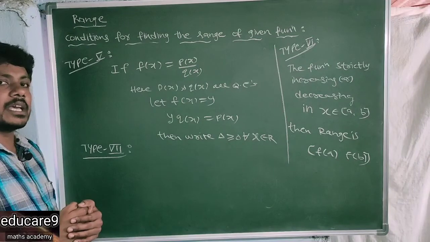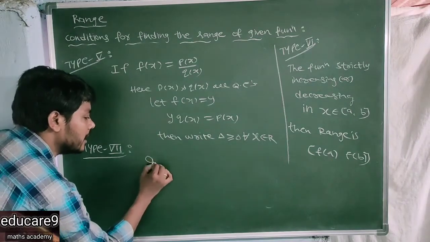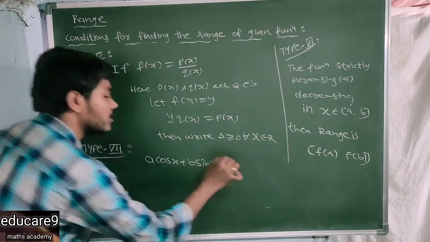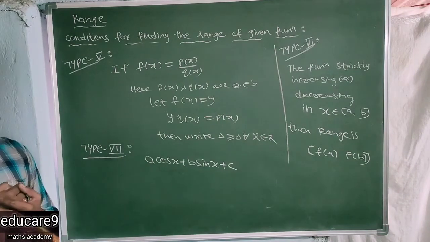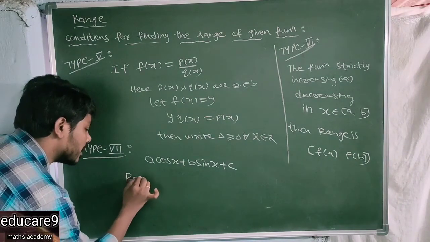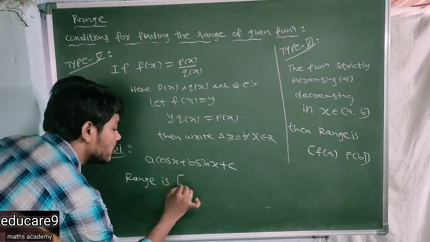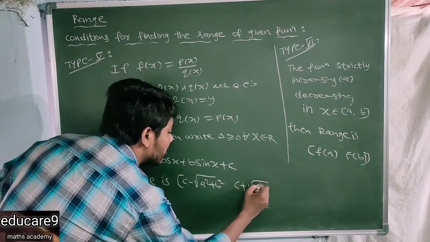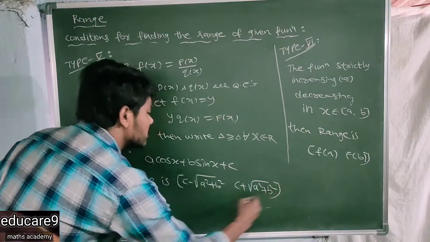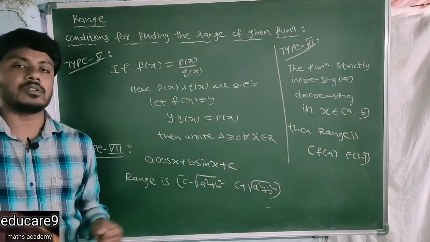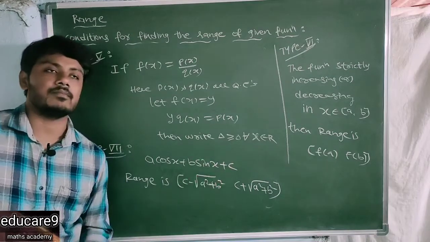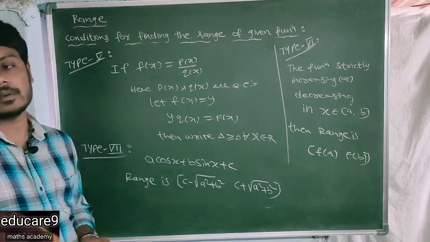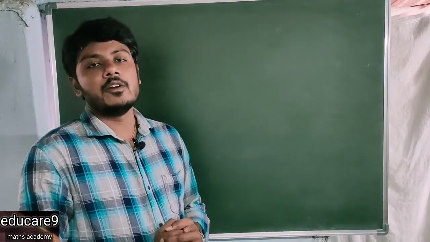If the given equation is in the form of a cos x plus b sin x plus c, then the range of this function is the closed interval c minus under root of a square plus b square, comma c plus under root of a square plus b square. This is the range of a trigonometric function, that is a cos x plus b sin x plus c. So these are the conditions for finding the range of a given function. For the next session we will discuss more problems.